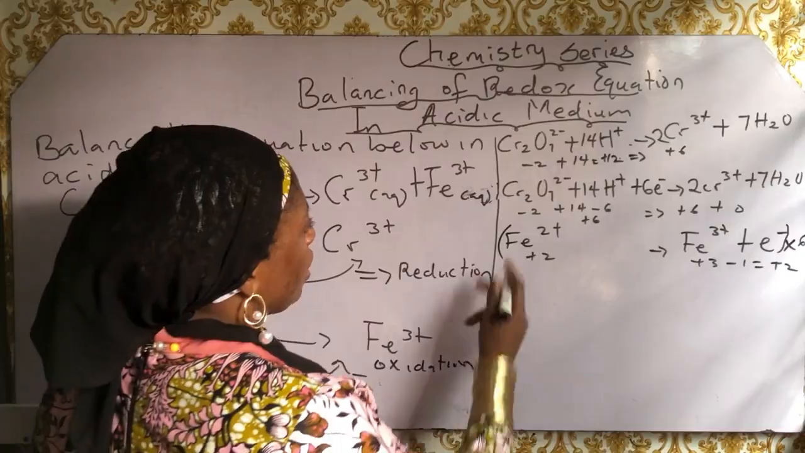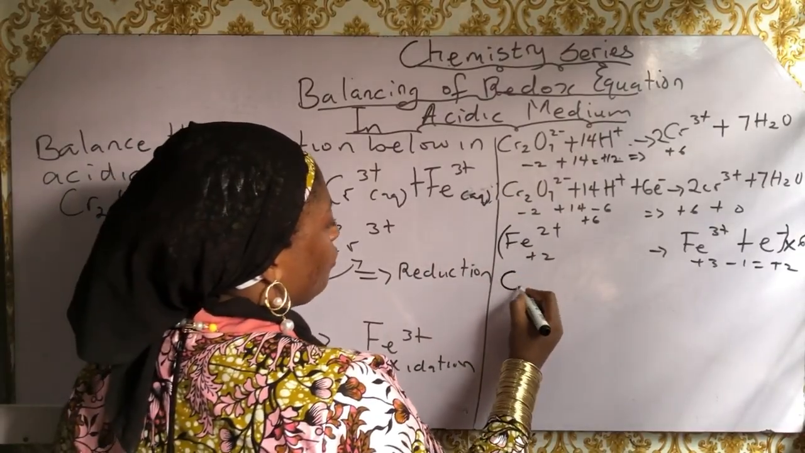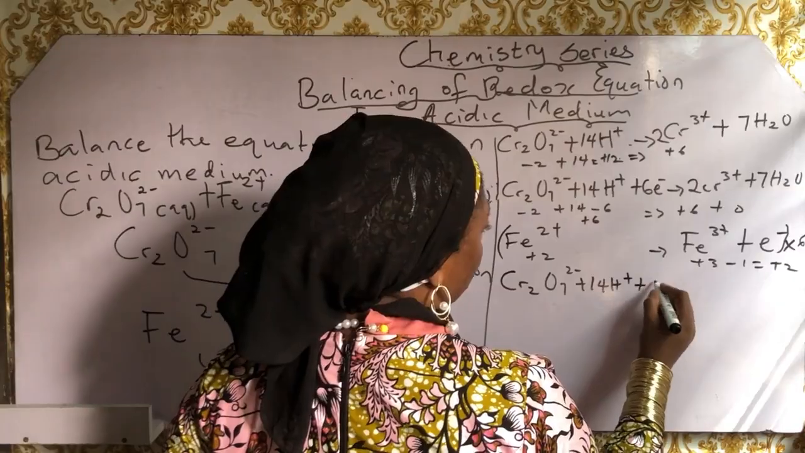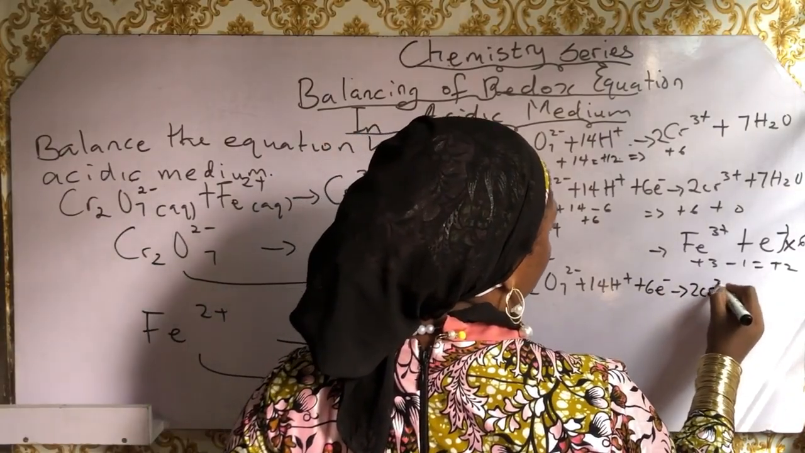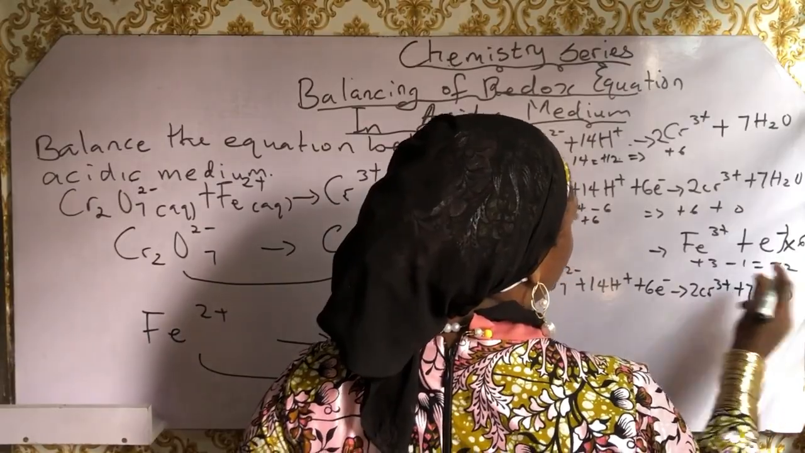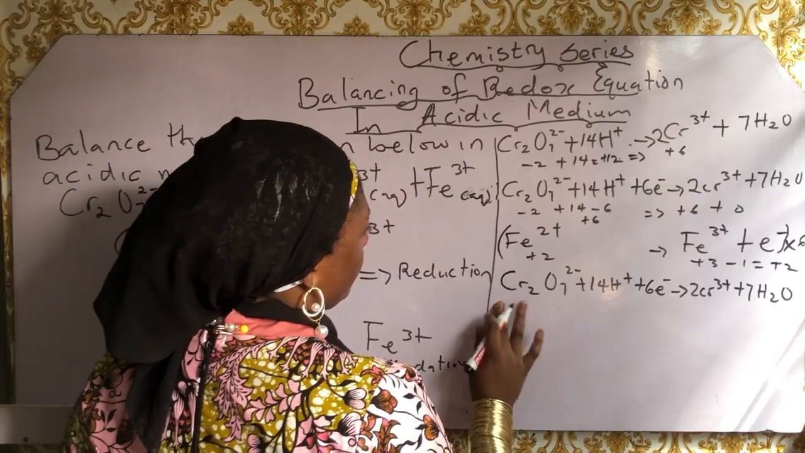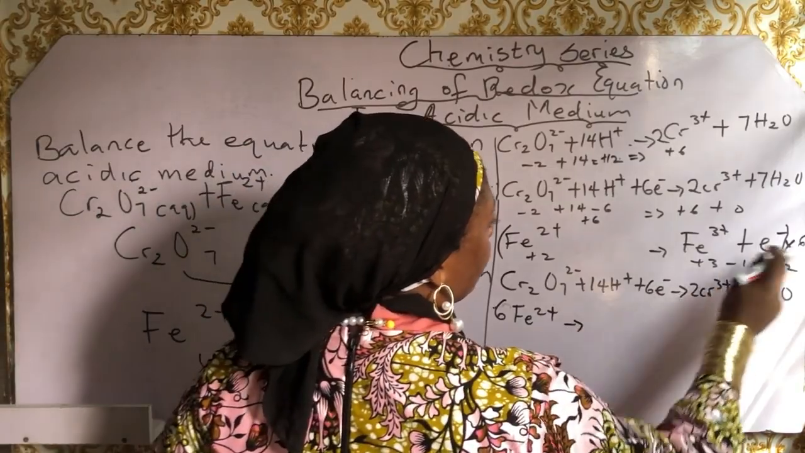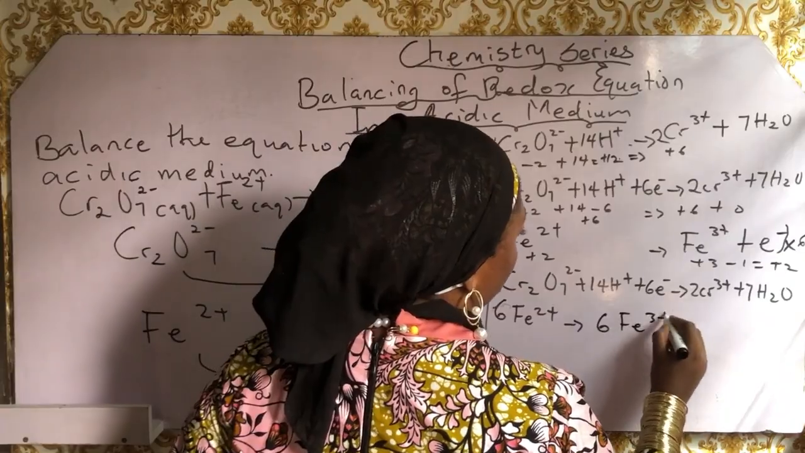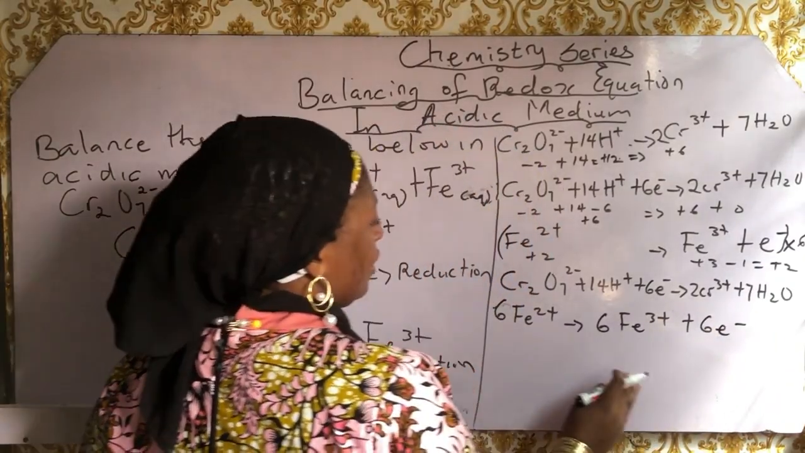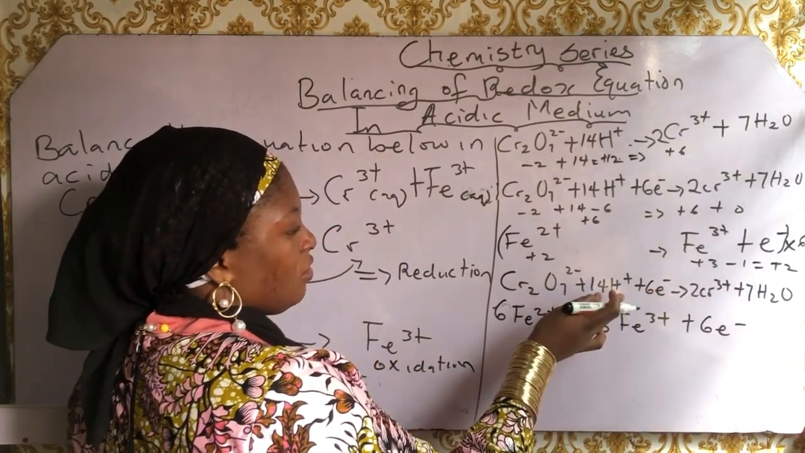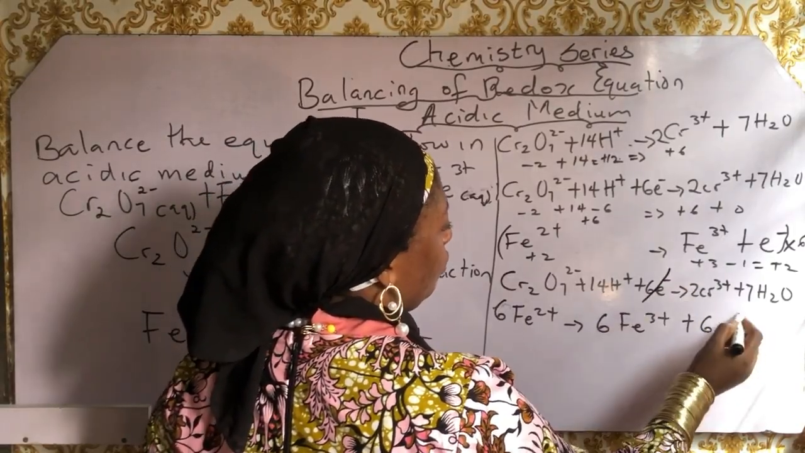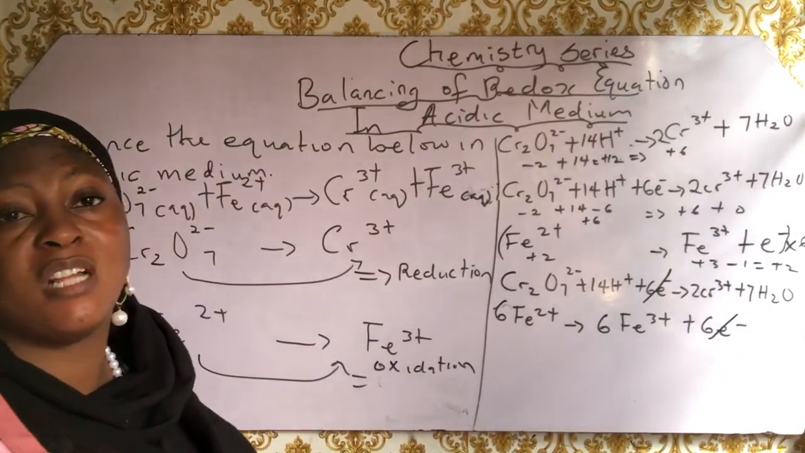I'm multiplying everything here by 6. Let's go. I'm going to write this first before I write the product. So we have Cr2O7 2- plus 14H+ plus 6 electrons to give 2Cr3+ plus 7H2O. Then I'm writing this now. So I have 6 times this: 6Fe2+ to give, 6 times this, 6Fe3+ plus 6 electrons. You can see we have 6 electrons on the left side and 6 electrons on the right side. So when you subtract them, this cancels this out. Now we have cancelled out the electrons.